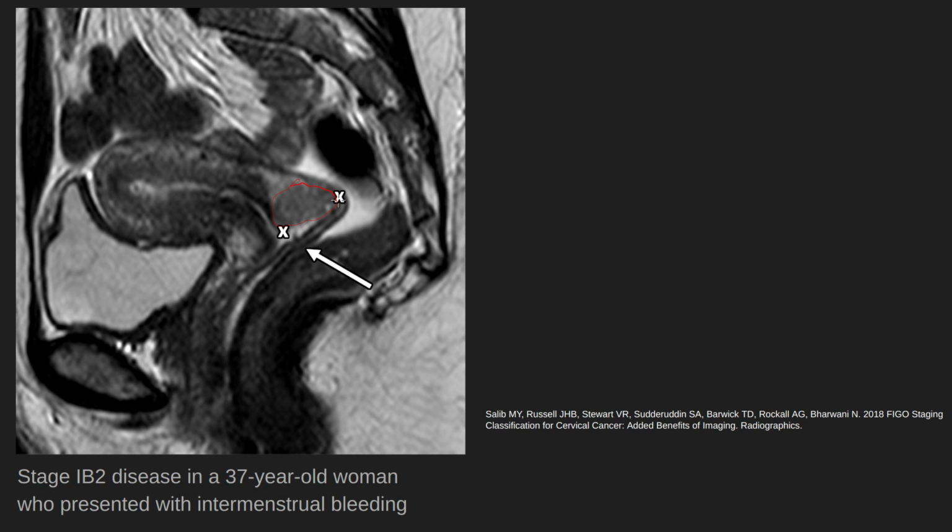However, as you can see, there's this T2 dark lining, and there is no break in the lining. There is no extension of tumor into the vaginal mucosa. So this tumor is localized to the cervix, but the tumor size is bigger. So it's bigger than 2, but appears less than 4 centimeters in size, consistent with a stage 1B2 tumor.